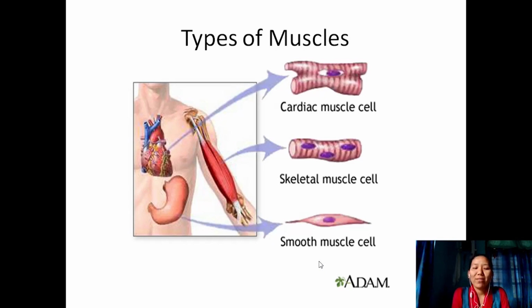Now the third type of muscle is found in only one organ, that is the heart. And the cell, we call it a cardiac muscle cell.